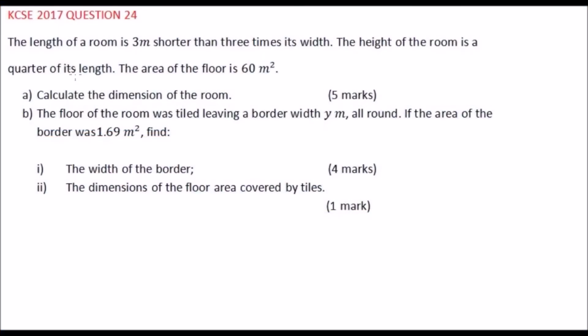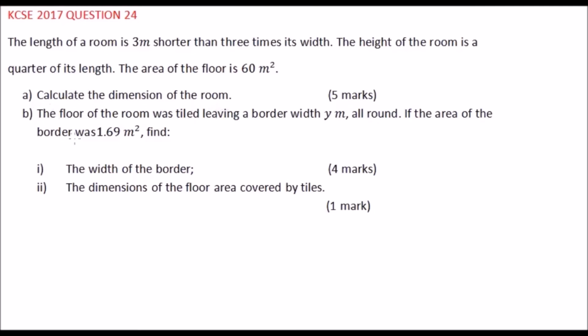So welcome to question number 24 of 2017 KCSE. The question says the length of a room is 3 meters shorter than 3 times its width. The height of the room is a quarter of its length. The area of the floor is 60 meters squared. A. Calculate the dimension of the room.